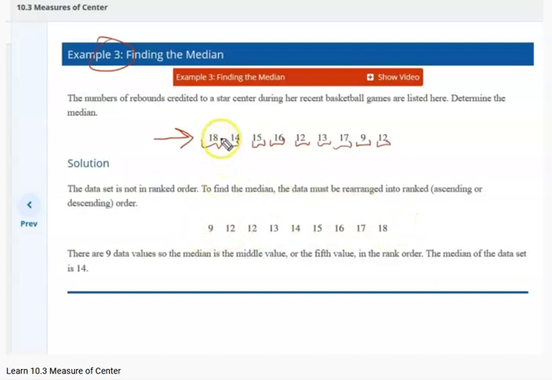And then you count how many you have. Well, there's 1, 2, 3, 4, 5, 6, 7, 8, 9. All right, so 9, you're going to have 4 on one side, 4 on the other, but since it's odd, the median then jumps out at you as 14. Again, take some notes. You want to know what the median is, and if it's an odd number, it's the middle one after you've lined them up.